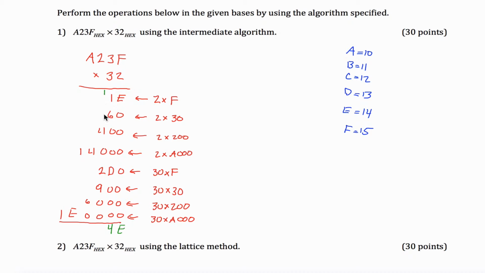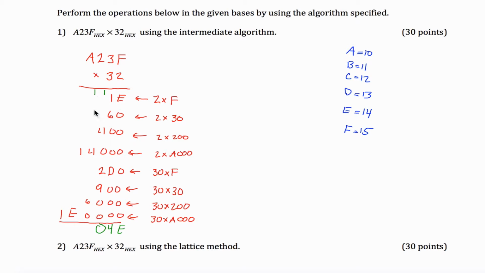Now adding up the third column, I got a 1, a 4, a 2, and a 9. Well, 2 and 9 gives me 11. 4 more gives me 15, and 1 more gives me 16. The way I write 16 in base 16 is I say it's one group of 16 with 0 left over.